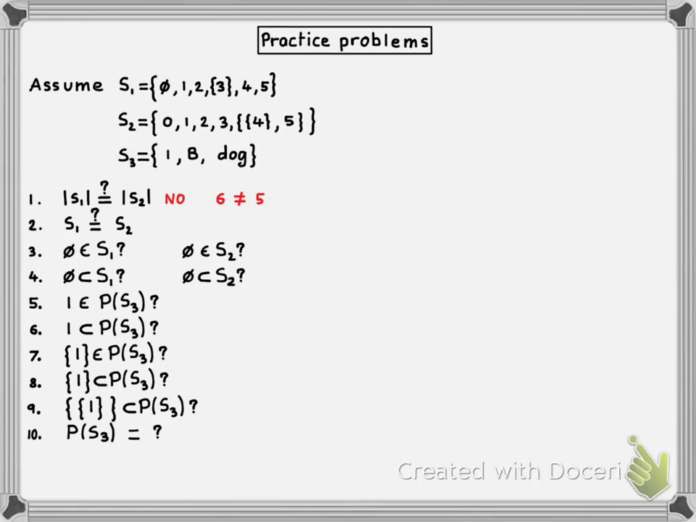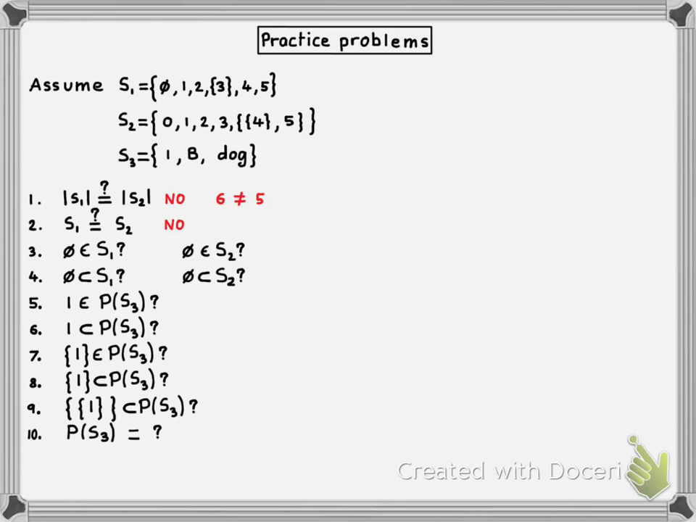Let's turn our attention to question 2. Are the two sets S1 and S2 equal? Well, the answer to the first problem gives us the answer to this one. If the two sets don't have the same cardinality, they can't be the same sets. Remember, to be the same sets, you must contain exactly the same elements, and in particular, you must have the same cardinality.